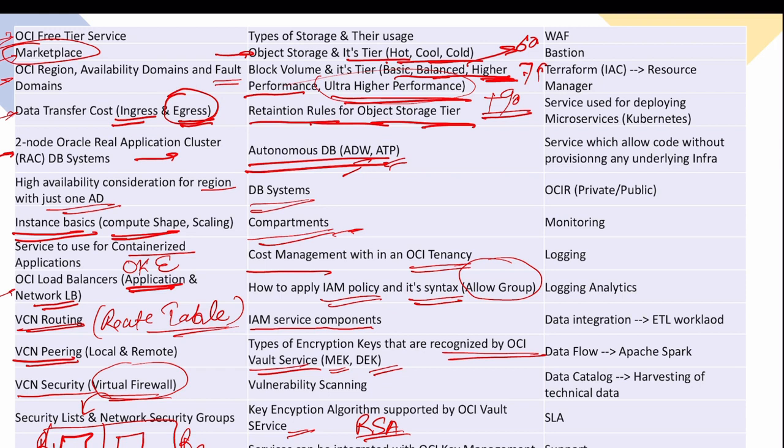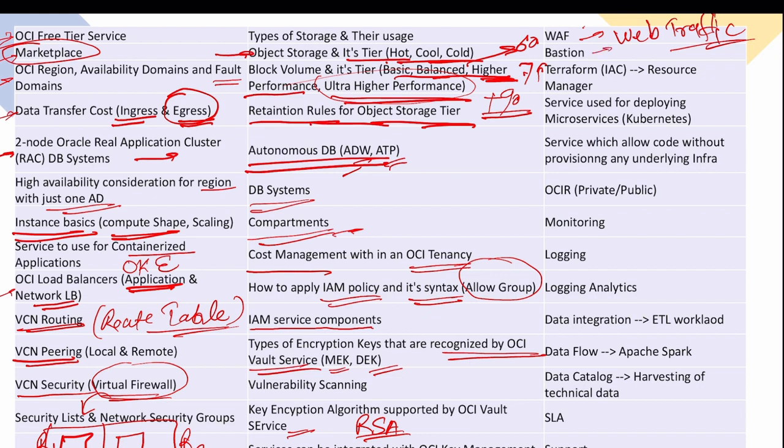Services that can be integrated with the OCI key management, that we need to understand. And then we need to go through the WAF, that is web application firewall, that is related to web traffic, and it helps protect from attacks like SQL injection and other kinds of attacks like cross-site scripting. So these are web-based traffic.